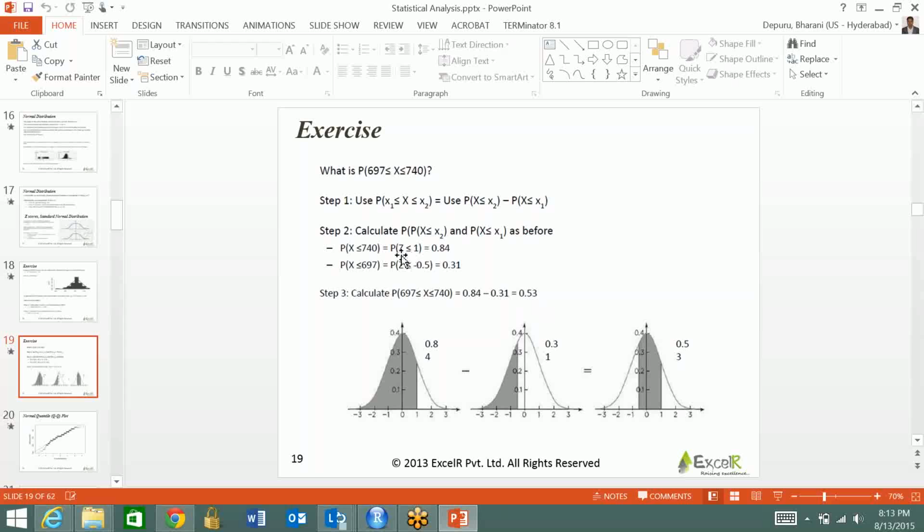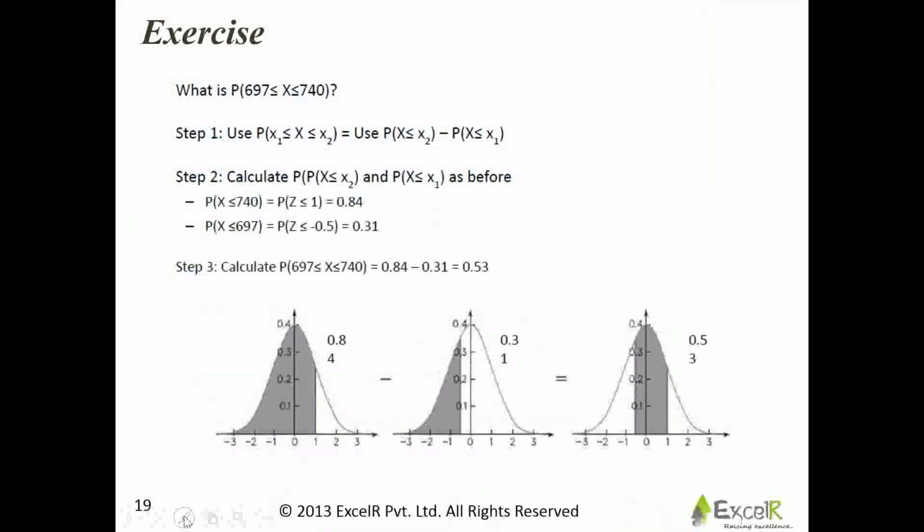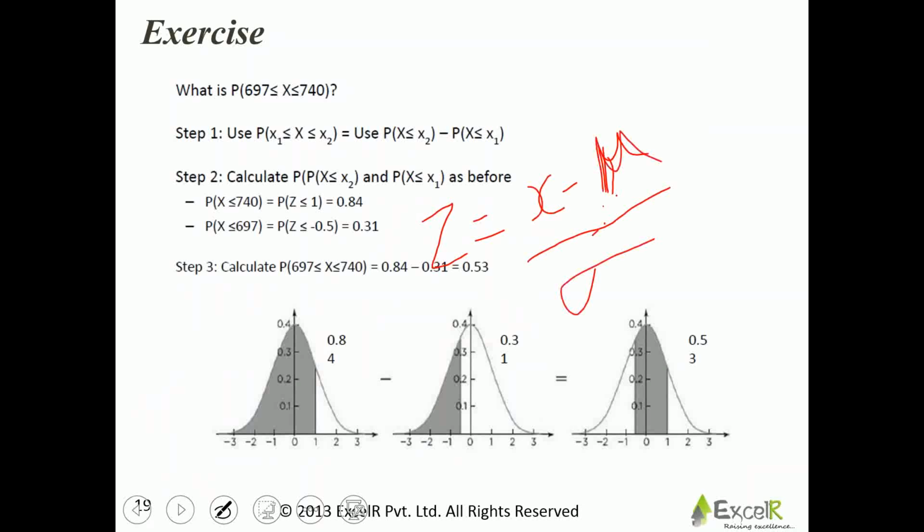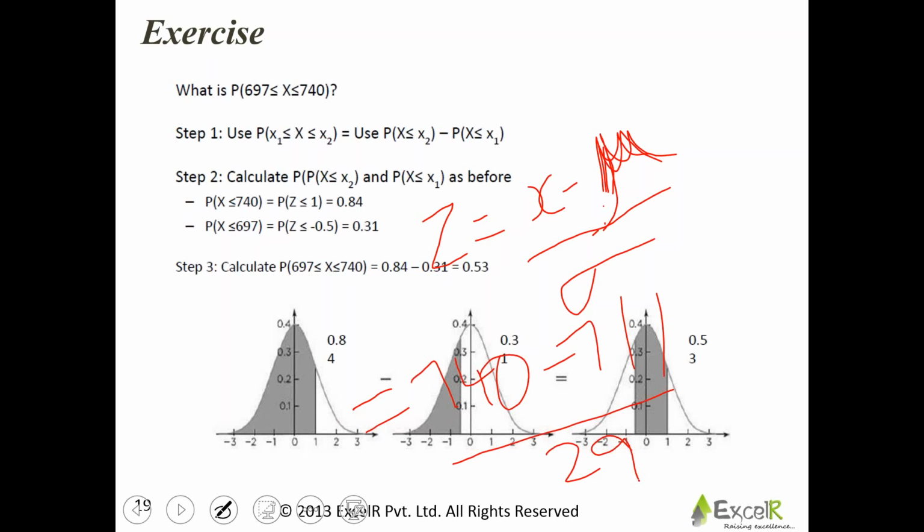How am I getting Z value as 1 here? How am I getting that? What is the formula for Z? Z is equal to X minus mu divided by standard deviation. All right. What is X value here? 740 minus mean, which is 711. Standard deviation is 29. Tell me what would the ultimate answer be here? It's 29 by 29, which would be 1.